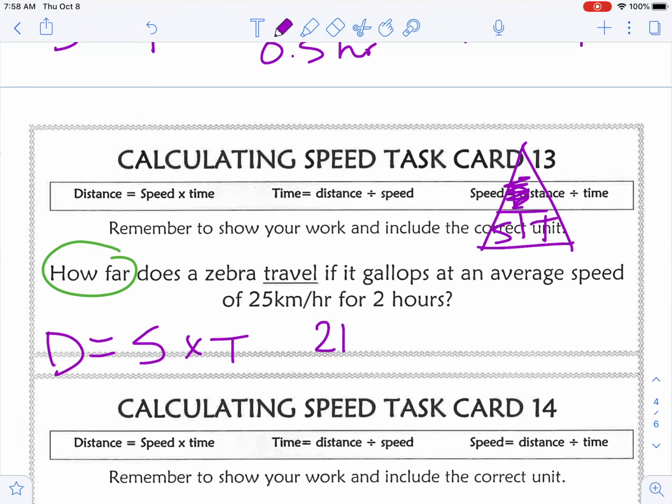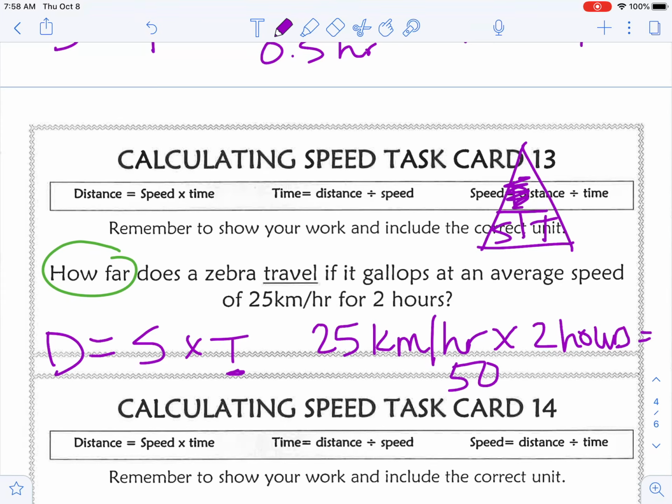My speed is 25 kilometers per hour, and my time is 2 hours. So 25 times 2 is 50. Oops, I forgot to write my unit on here.